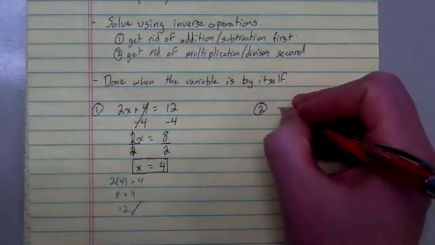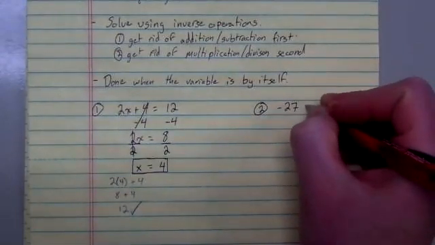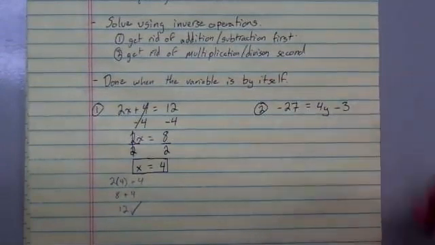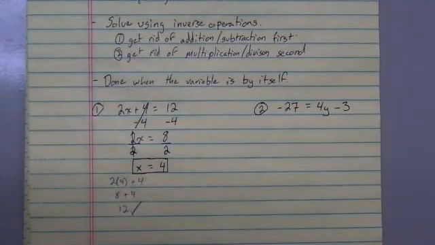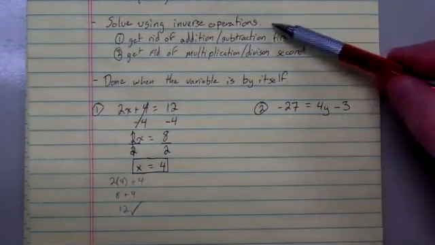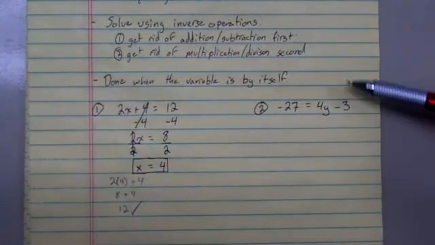Example 2. Negative 27 equals 4y minus 3. So negative 27 equals 4y minus 3. Well, if we look, our variable's on the right this time. We're still going to do the same thing we did here, right? We're going to solve using inverse operations.